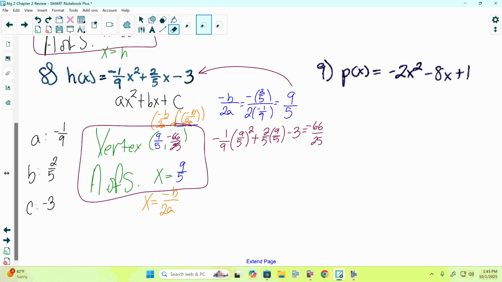So the vertex at -b over 2a was 9/5. Plugged it in two spots. Took the 9/5, replaced it in x squared and x. So we had -1/9 times (9/5) squared plus 2/5 times 9/5 minus 3. Let the calculator simplify it. And we have our vertex and axis of symmetry.